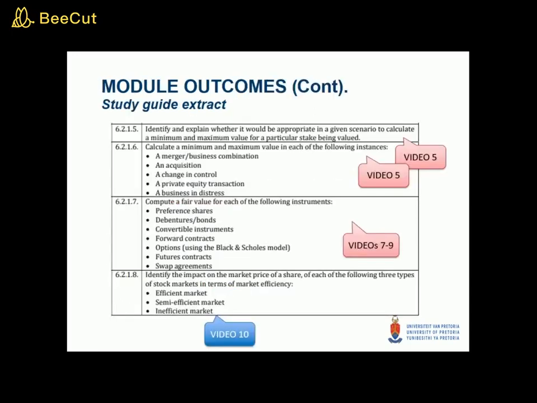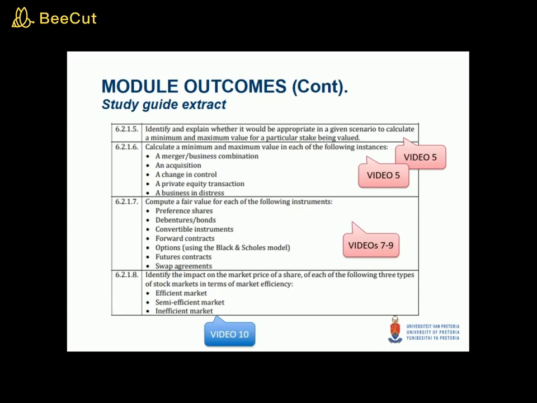Oh, apologies. We're also going to look at the minimum and maximum. That's going to be done in video 4, not video 5. Apologies. And then we're going to compute a fair value for multiple instruments: preference shares, debentures, convertible instruments, forwards, options, futures, swaps, you name it, we're going to go through it. So this is a one-stop shop in terms of the overall module.